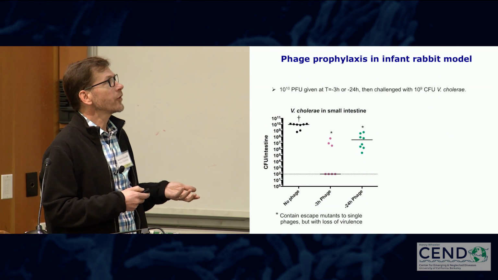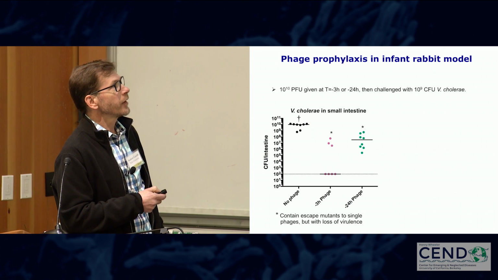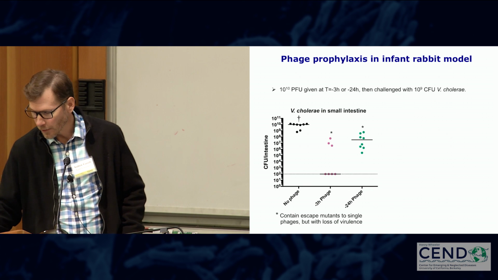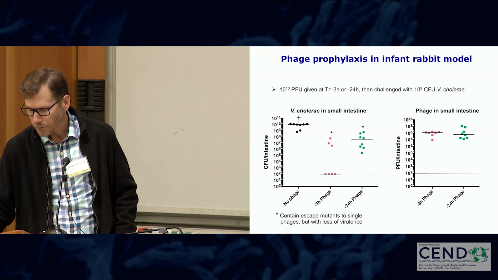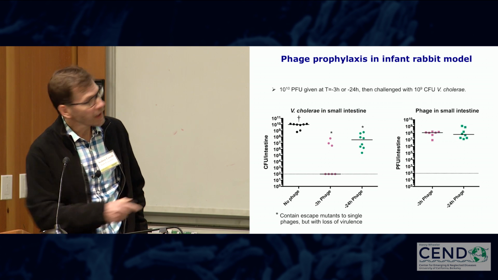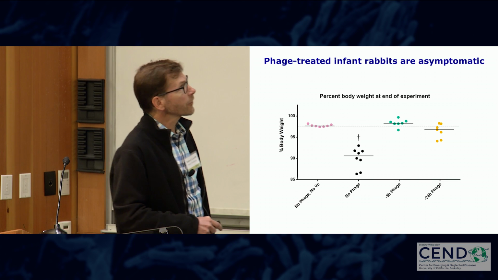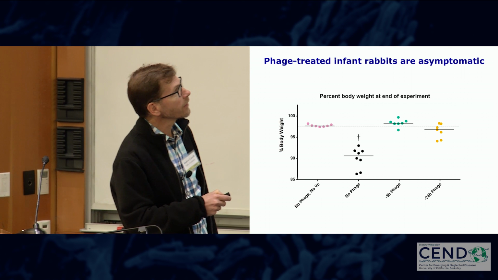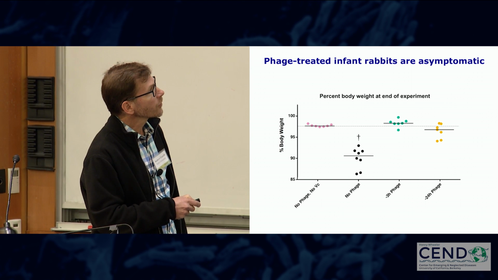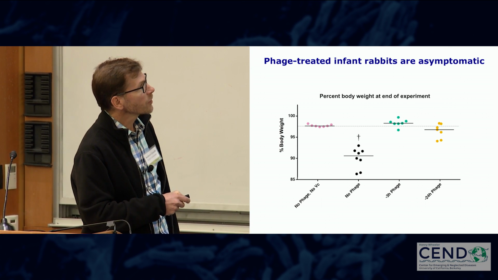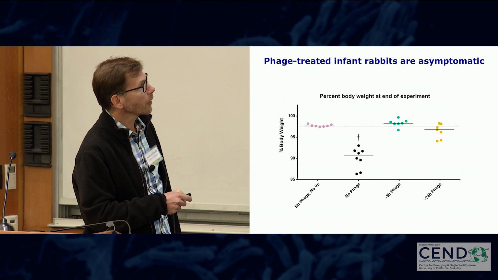And so I think that's a major determinant in Vibrio not being able to escape all these phages in the animal. So I mentioned that none of these animals had any symptoms. And indeed, if you look at body weights, there was not a significant loss in body weight. So this is body weight at the end of the experiment. These are just control infant rabbits that got neither phage nor Vibrio cholerae.